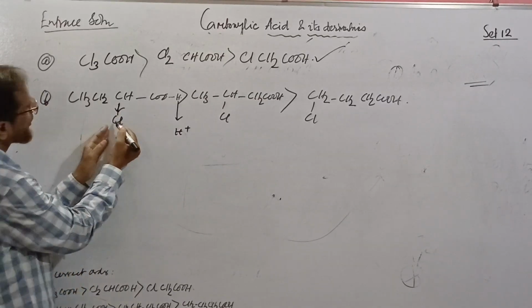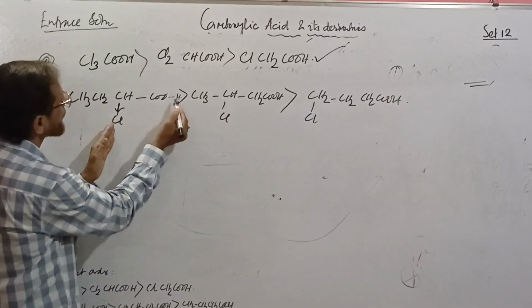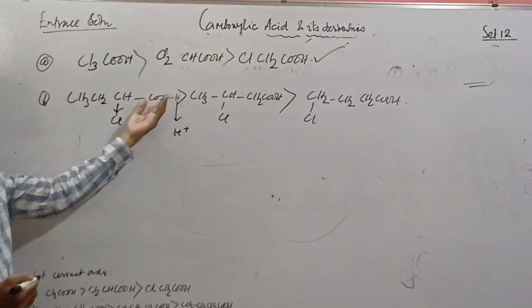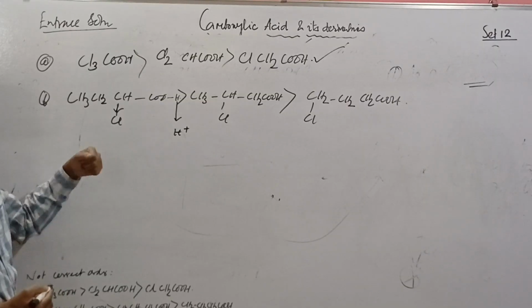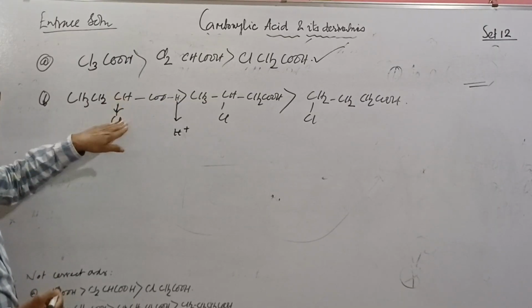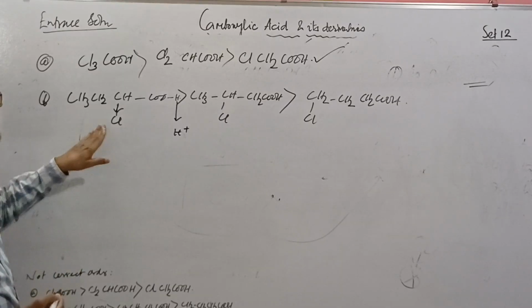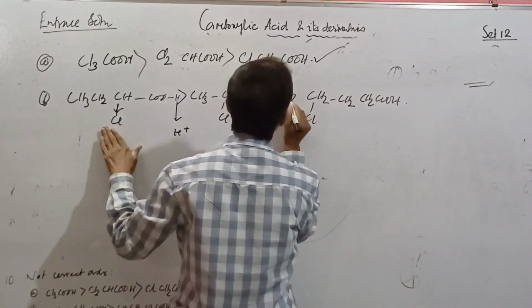Because this chlorine group, an electron withdrawing minus I group, is very close to COOH. So the force of attraction or withdrawing of the electron is stronger than in the other. So it is adjacent to this, and the electron withdrawing capacity is more pronounced. Now here it is, am I right?